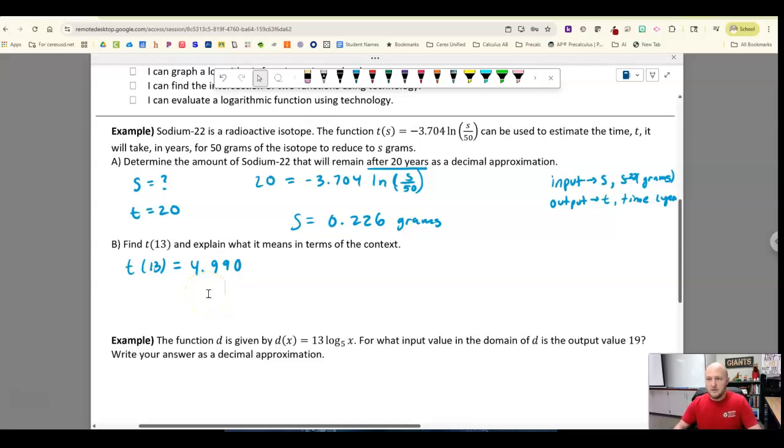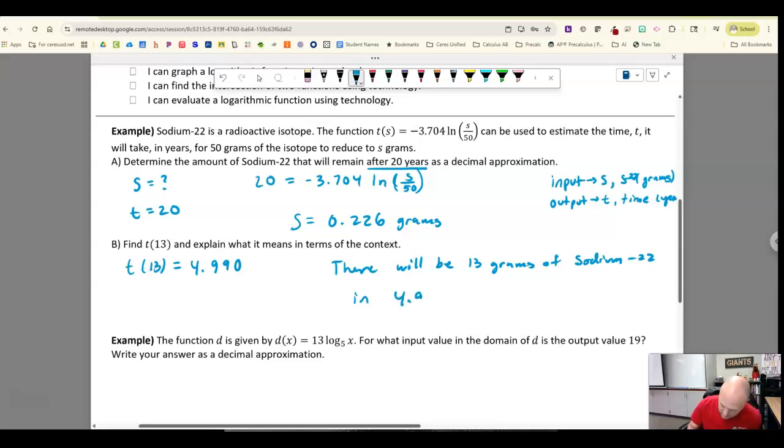So what does this mean? Well, we need to go ahead and identify this. Okay, so we can say there will be, our input is S. S is equal to 13. What is S? That's sodium-22. There will be 13 grams of sodium-22 in 4.990 years.